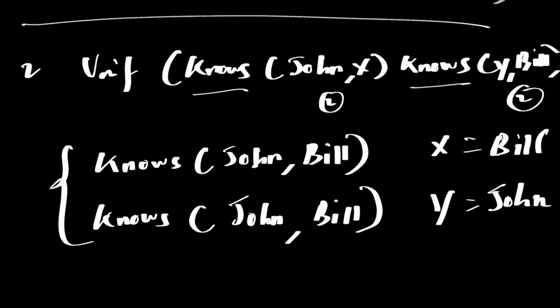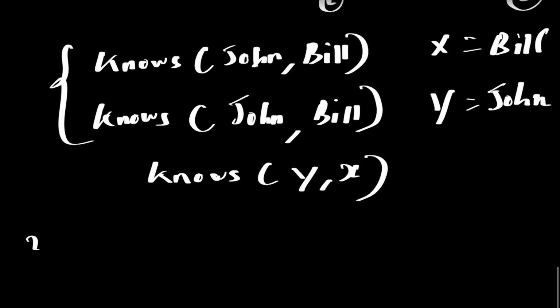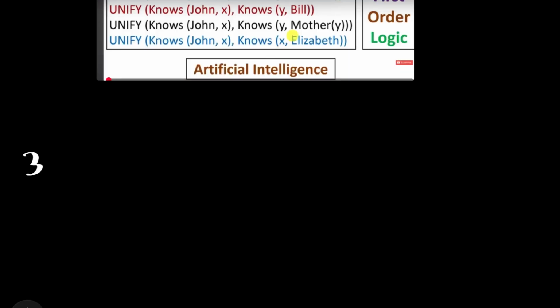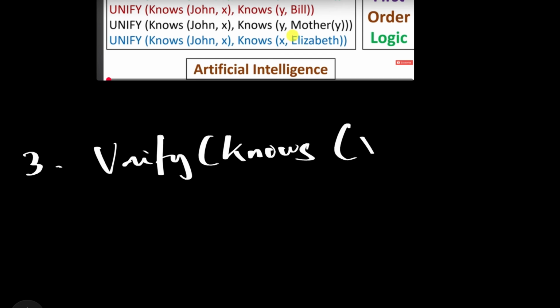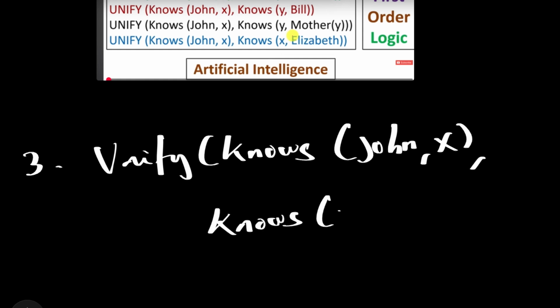Right, to make it common, we can say this Knows(Y, X). So unification happens for this example, right? So now we go with the third example, that is unify Knows(John, X) and Knows(Y, mother of Y). So it's simple, right?